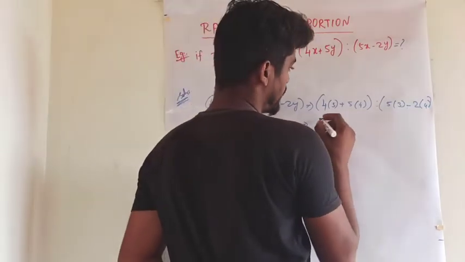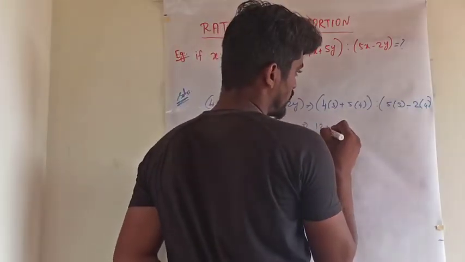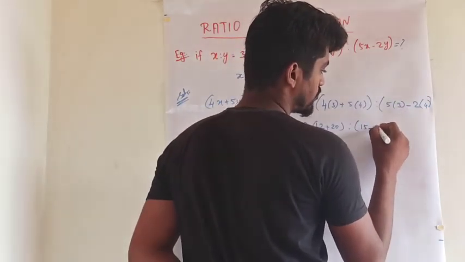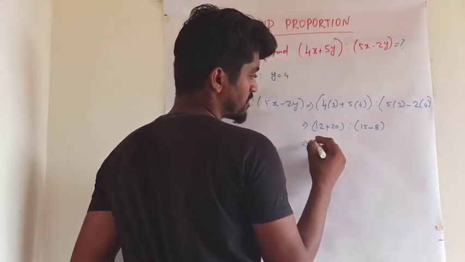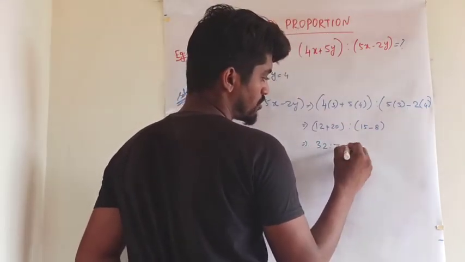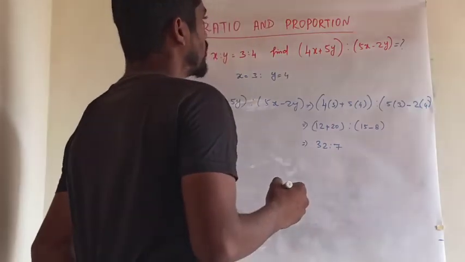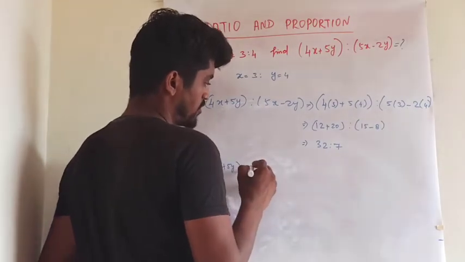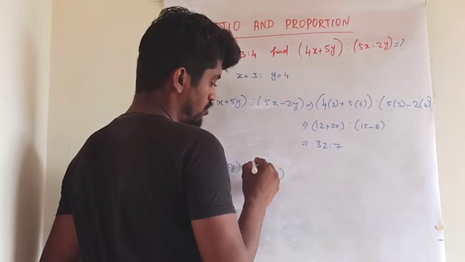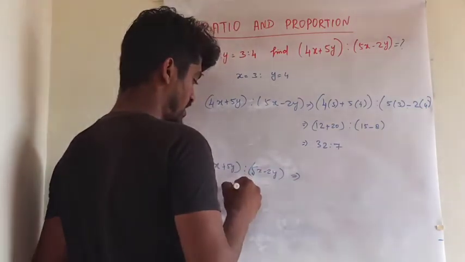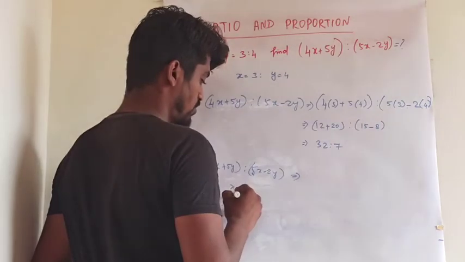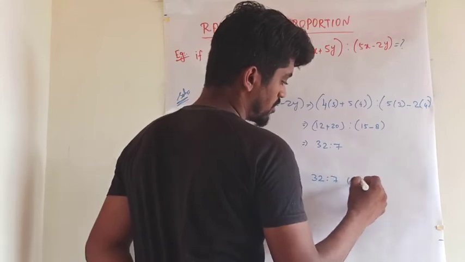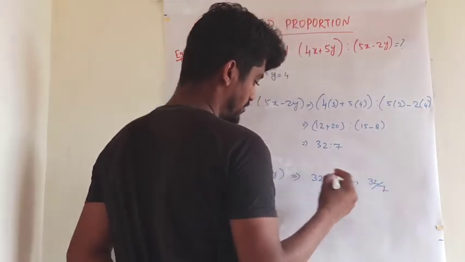So we can simplify. 4 3s are 12 plus 20 is to 5 3s are 15 minus 2 4s are 8. So 20 plus 12, 32 is to 7. So 4x plus 5y is to 5x minus 2y, when x is equal to 3 and y is equal to 4, the value becomes 32 is to 7, or it may be written as 32 divided by 7.